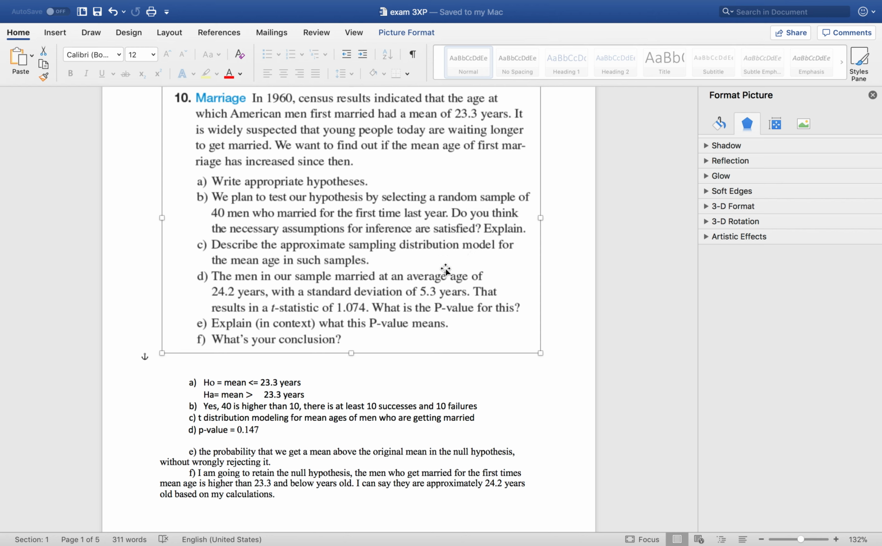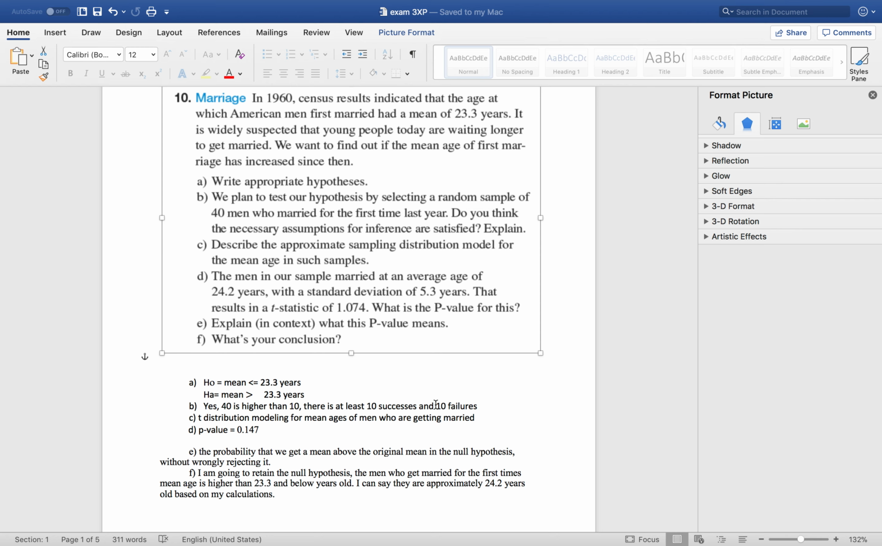For C, describe the appropriate sampling distribution model for the mean age in each sample. For C, I said a t-distribution models the mean ages of men who are getting married. And then D: the men in our sample married at an average age of 24.2 years with a standard deviation of 5.3 years, which results in a t-statistic of 1.074. What is the p-value for this?